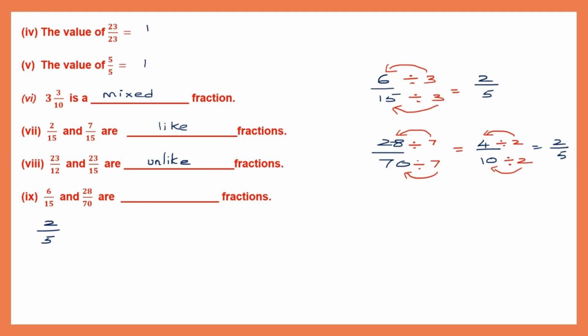Let's write it down here. 2 by 5. Now can you see 6 by 15 is reduced to 2 by 5 and 28 by 70 is also reduced to 2 by 5. That means they both are equal. If they have the same value, these two fractions are also called equivalent fractions. We can call them equivalent or equal. So let's write down the answer here, equal fractions.